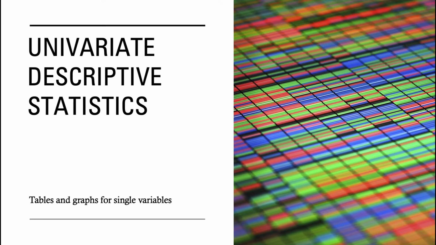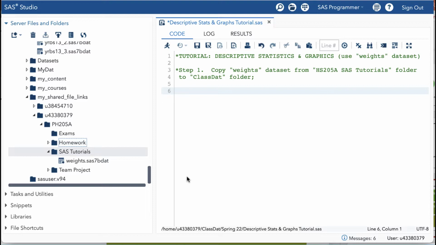Welcome to the SAS tutorial for Univariate Descriptive Statistics. For this tutorial, we'll be using a dataset called weights, and you can find the codebook in the Canvas module for SAS tutorials. You can find the dataset here in the SAS tutorials folder under your class folder.